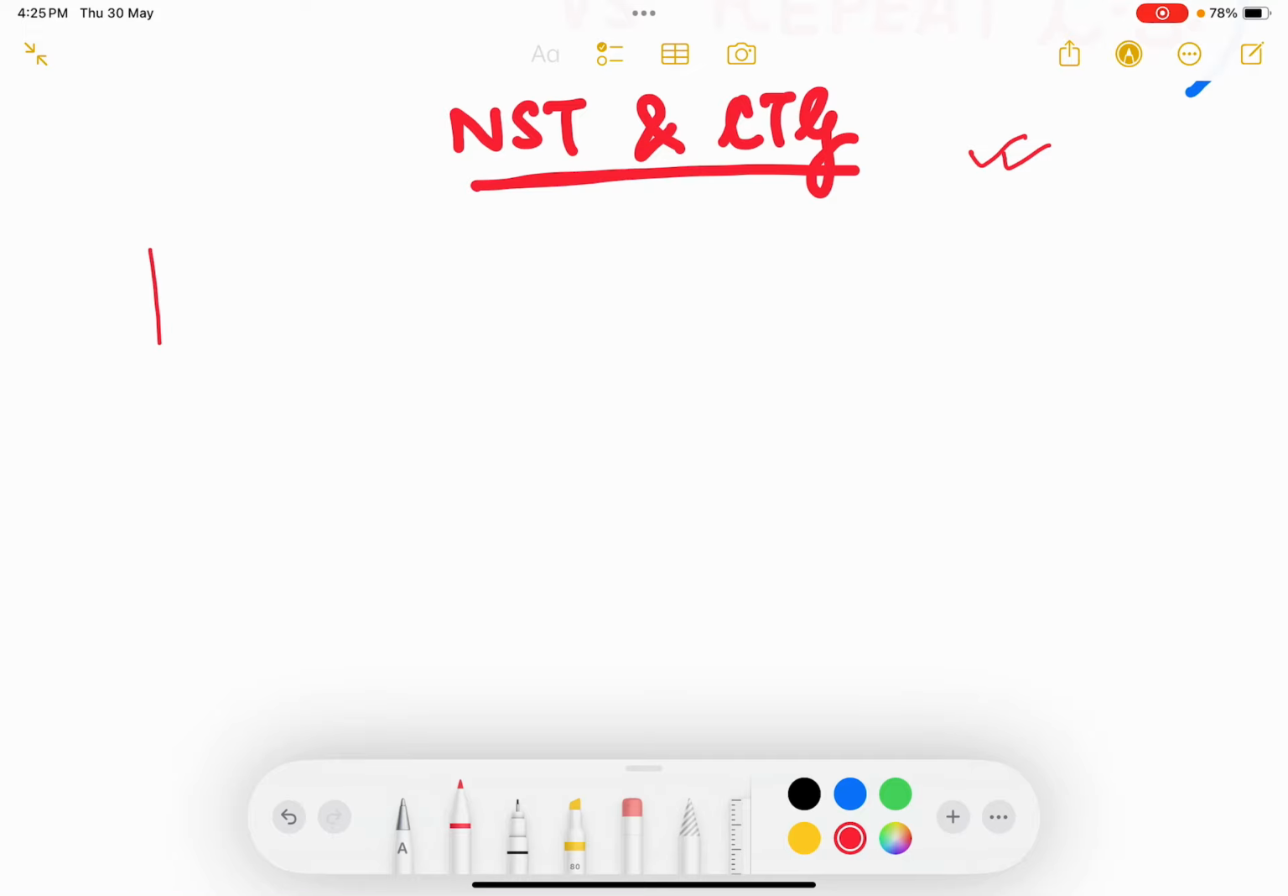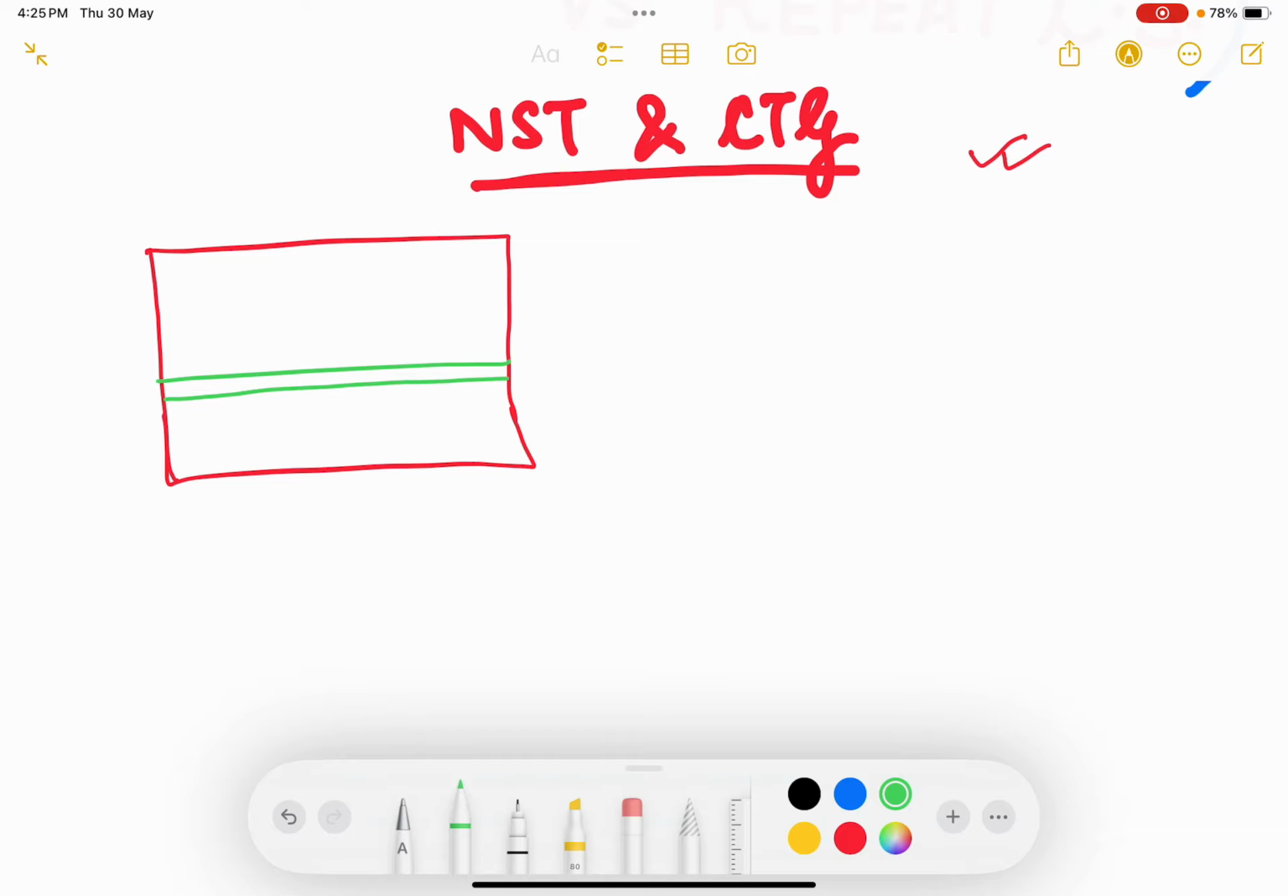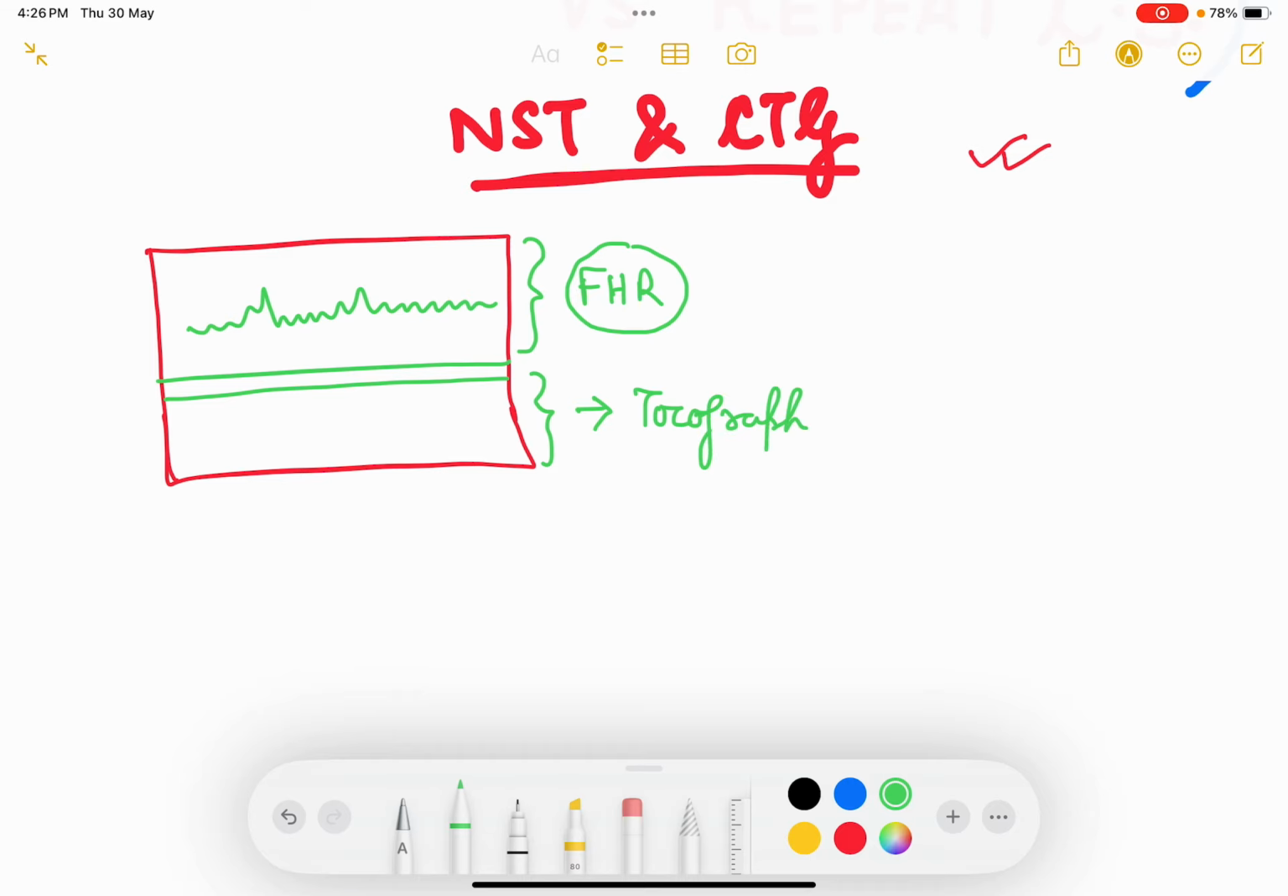So first, when you get a strip like this, a strip will come to you like this and then you have to identify. Okay, so this strip has two sections in it, the upper section and the lower section. The upper section tells about the fetal heart rate. So whatever is the fetal heart rate, it is shown in the upper section, a fetal heart rate strip. Whereas the lower section is about toco, that is the toco probe, that is the tocograph. Tocograph means, toco means contractions. So uterine contractions are shown in the lower graph. Okay, whenever there are contractions, it is shown.